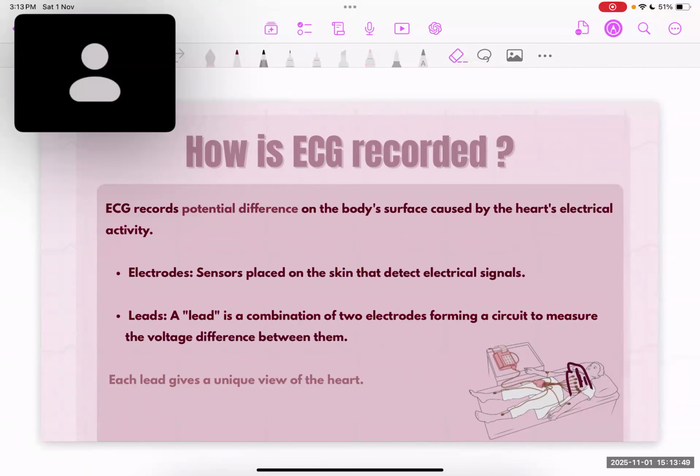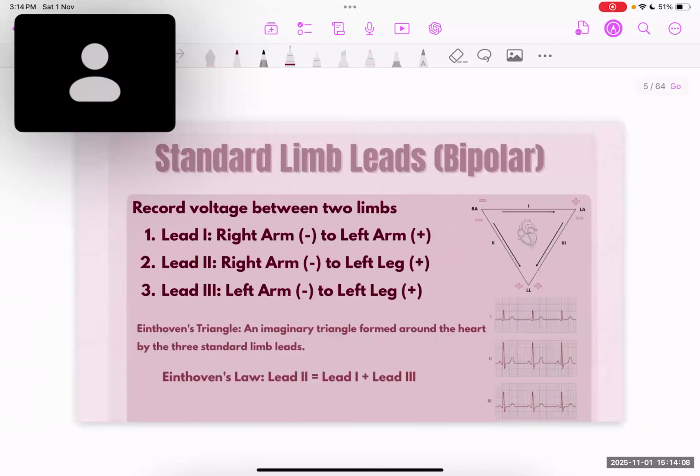Now, what is a lead? A lead is not an electrode. It is basically a combination of two electrodes forming a circuit to measure the potential difference. So it makes sense. You need more than one electrode to calculate the potential difference. And we have 12 leads in our normal ECG, and each lead gives us a unique view of the heart. So let's start with our leads.